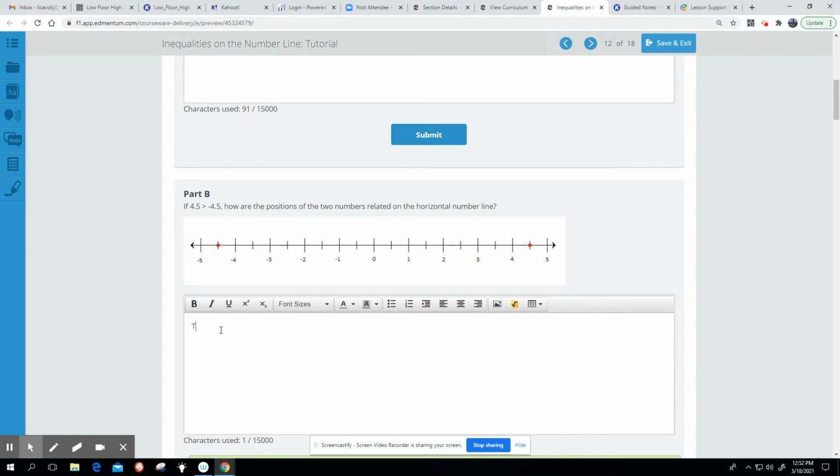So we would say the number 4.5 is farther to the right than -4.5 because 4.5 is the greater value.